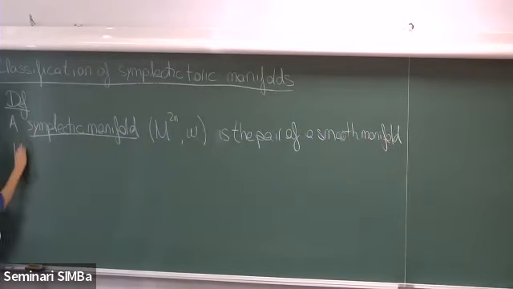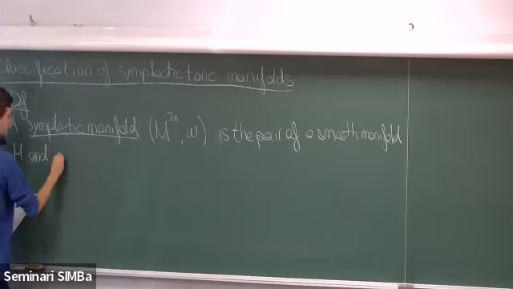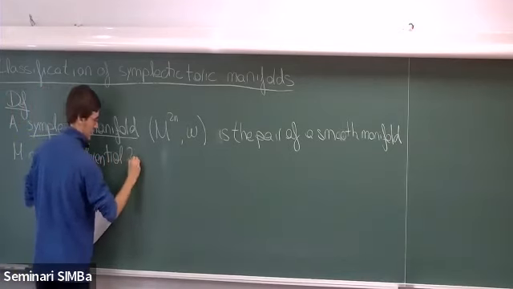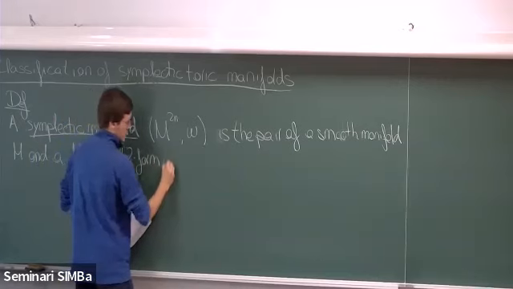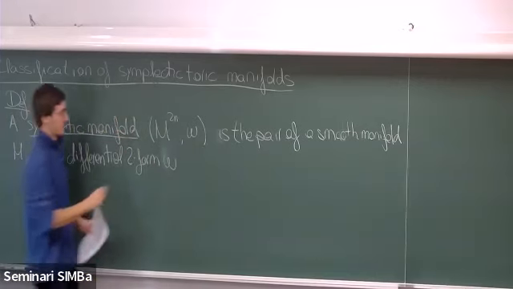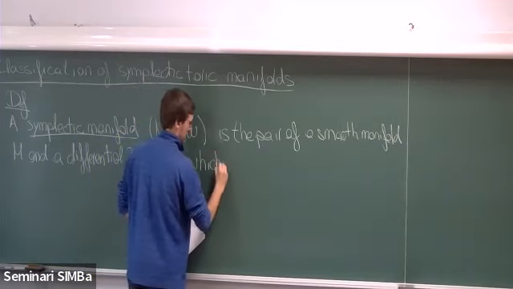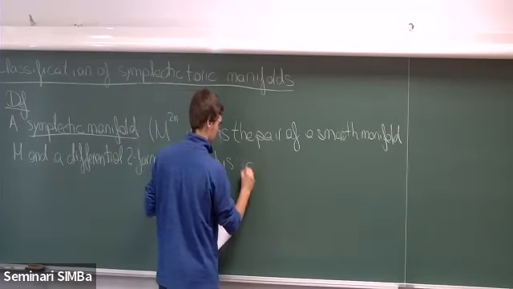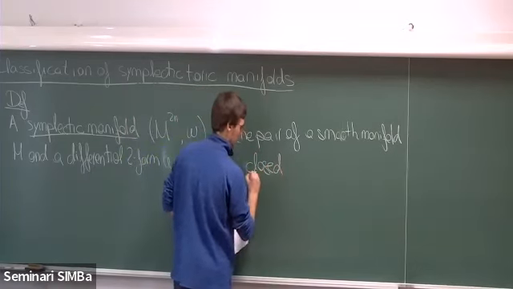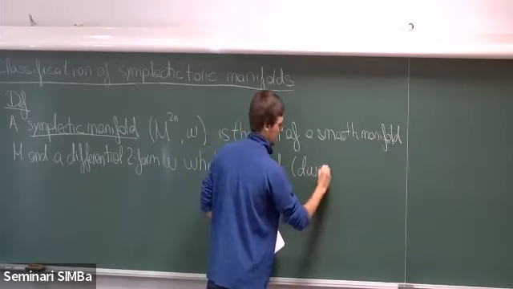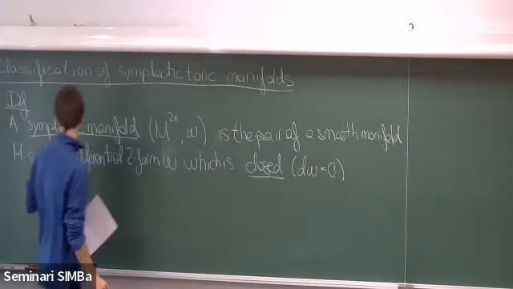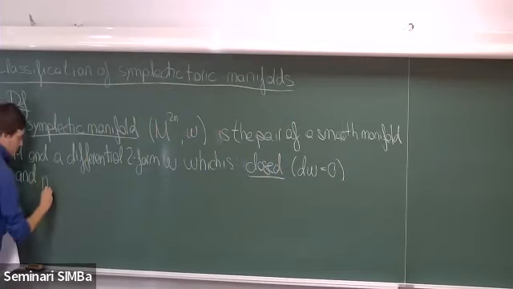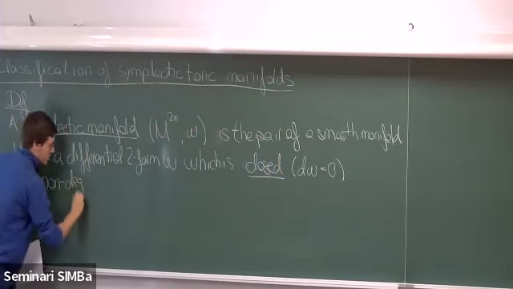this N, and a differential two-form, which is what we call normally omega, which has to have two properties. So closed, meaning that its differential is 0, and also non-degenerate, which is maybe a bit of a tricky condition. Non-degenerate.